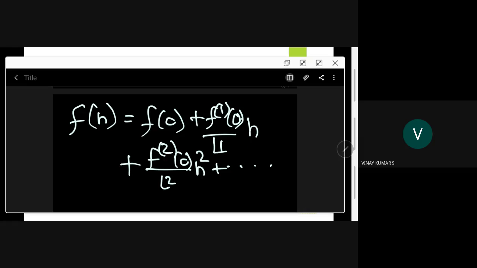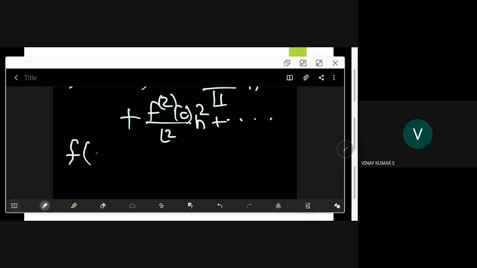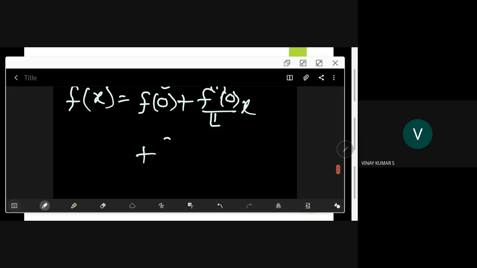But in most other places, they write it like this. This is the convention: in place of h, they write x. So f of x is equal to f of 0 plus first order derivative of f at 0 by factorial 1 into x plus second order derivative of f at 0 by factorial 2 into x square plus etc. So this is called Maclaurin series expansion.